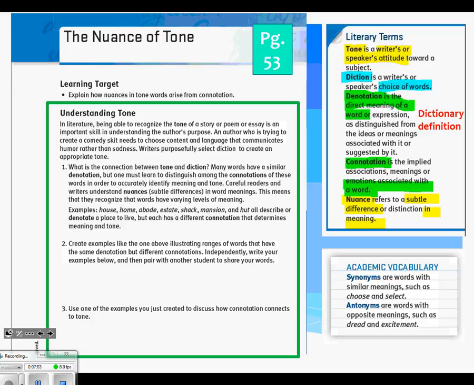So, Antonio, can you read the first chunk of text, not the numbers, underneath understanding tone? Literature, a story of poems, is an important skill in an author who is trying to create a comedy skit with two concepts and language that communicates humor rather than text. Writers purposely select fiction to create a belief.